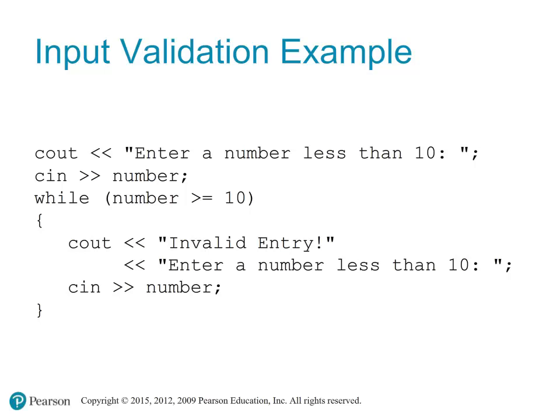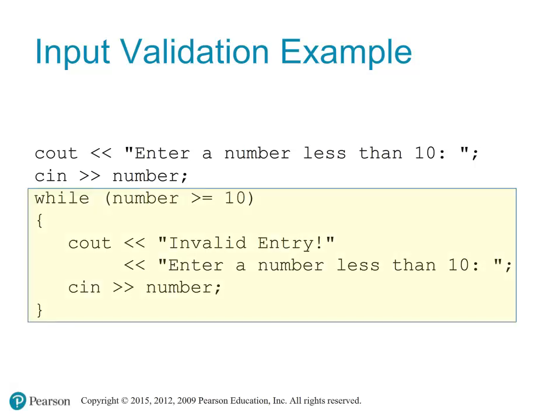The user is initially prompted to enter a number less than 10. The input is stored in the variable number. A while loop checks if the entered number is greater than or equal to 10. If the input is invalid, for example, number is greater than 10, an error message is displayed. The user is prompted again to enter a valid number. The loop will continue to execute until the user enters a number less than 10.